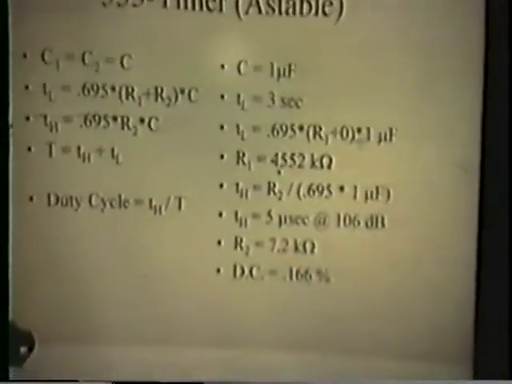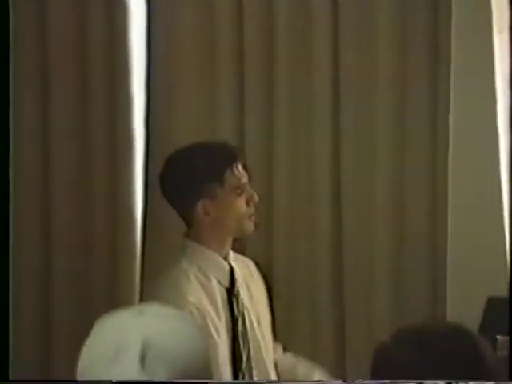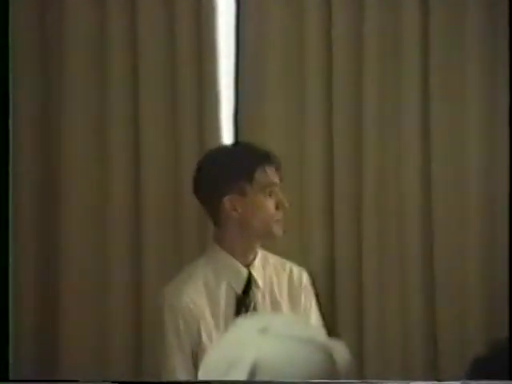Here are the formulas for the 555 timer that we use. This is our T low and T high logic in seconds, and then this is our period. And our duty cycle is the T high divided by the period. And here's an example of one of the experiments that was done, part of the experiment. And this duty cycle ended up being about 0.66 milliseconds, or 0.66%.